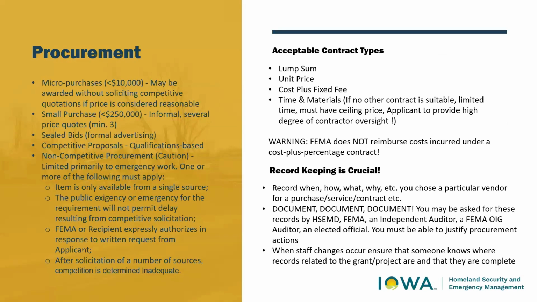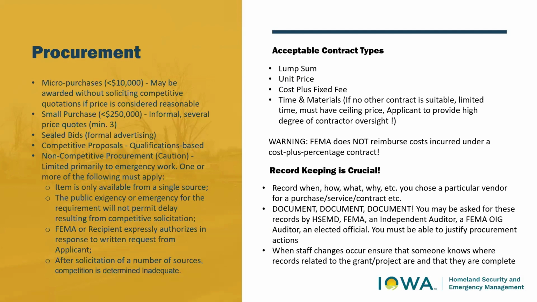Some key parts about procurement are our micro purchases. These may be awarded without soliciting competitive quotations if price is considered reasonable. Small purchases must be informal, and you should receive several price quotes. We encourage a minimum of 3. Sealed bids are formal, with formal advertising, competitive proposals, qualifications based, non-competitive procurement. We caution this. This is limited primarily to emergency work.